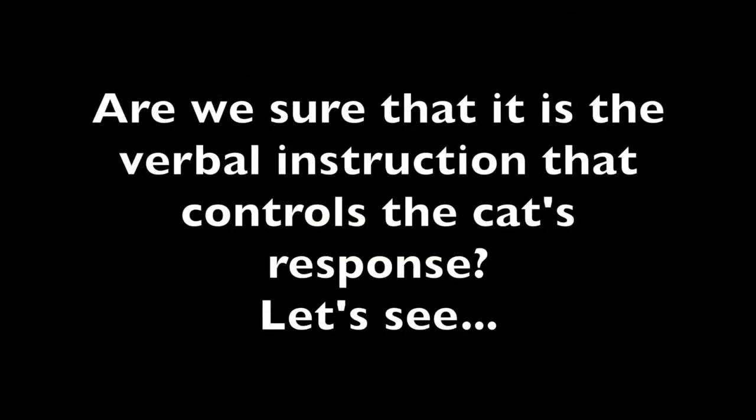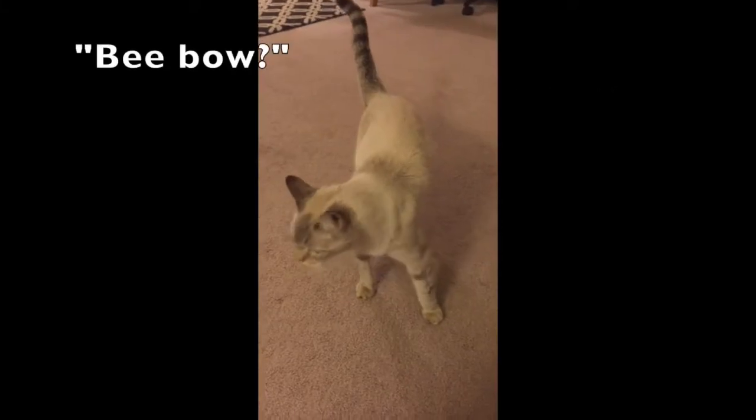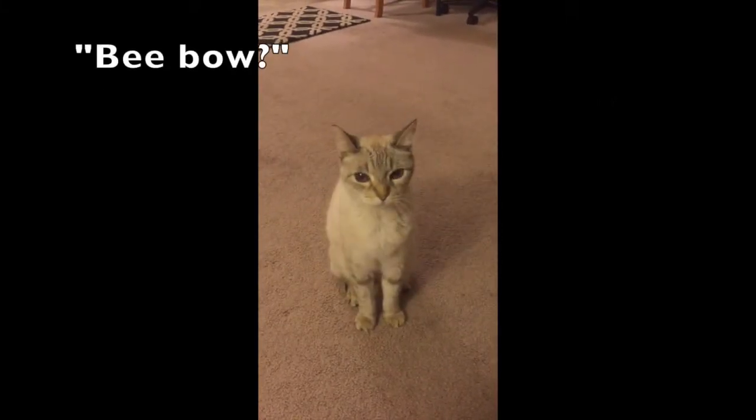Are we sure that it is the verbal instruction that controls the cat's response? Let's see. Be bow. So here, given the fact that my cat responded to both sit down and be bow, I'm less confident that the instruction sit down is what he was really responding to, and rather it was probably my tone of voice instead. As an RBT, we have to be just as sensitive to the way we present instructions so that we're confident that our learners are attending to the salient part of the instructions rather than something else.